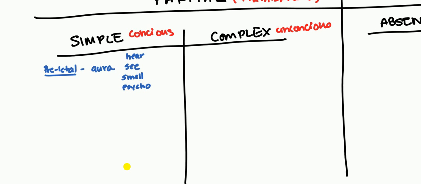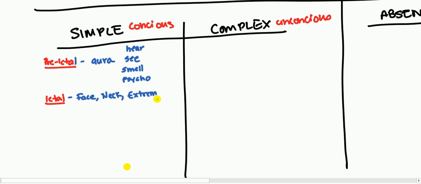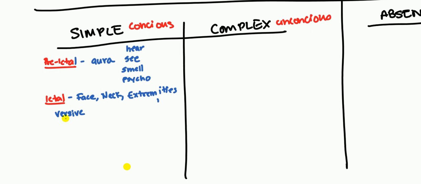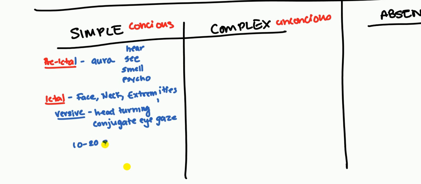So after looking at the pre-ictal, we can take a look now at the ictal phase. What tends to happen is they get contractions that can relate to the face, neck, or some of the extremities. A very specific type is called the versive type. This is when their head turns in one direction and their eyes go in the same direction, so they have conjugate eye gaze, where the eyes and the head turn in the same direction. Simple partial seizures don't tend to last too long, 10 to 20 seconds, and they're pretty much over. And post-ictal, so after the seizure, they tend to be okay. There are no symptoms lagging behind after that.